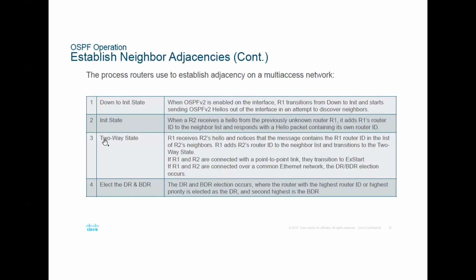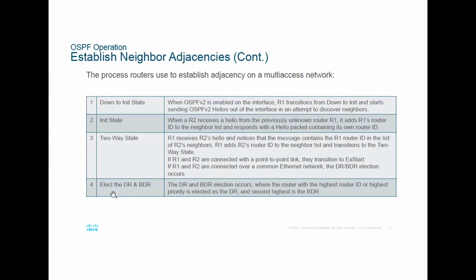So in the Two-Way state, R1 receives the R2 hello and notices that the message contains the R1 router ID in the list of R2 neighbors. R1 adds the R2 router ID into the neighbor list and transitions to the Two-Way state. If R1 and R2 are connected with a point-to-point link, they transition to ExStart. If R1 and R2 are connected over a common Ethernet network, the DR or BDR election occurs.